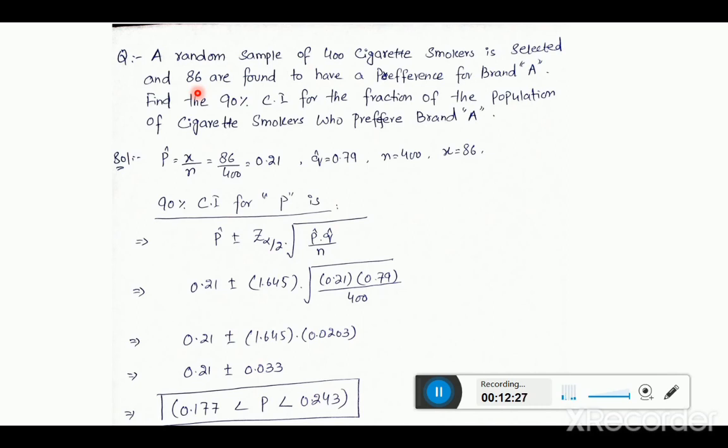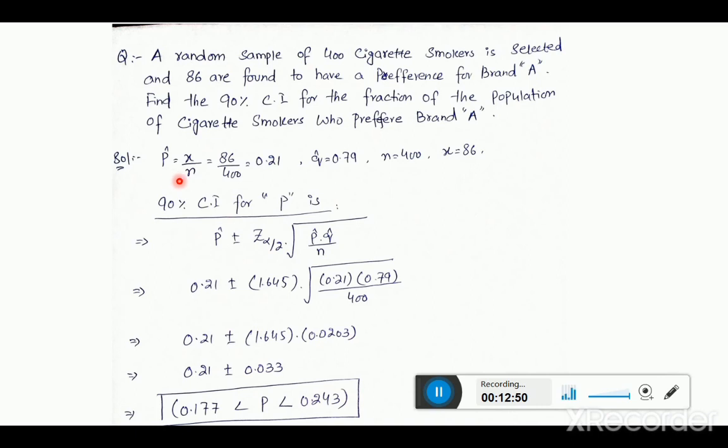So 86 is our X. We are asked to find the 90% confidence interval for the population proportion of smokers who like brand A.